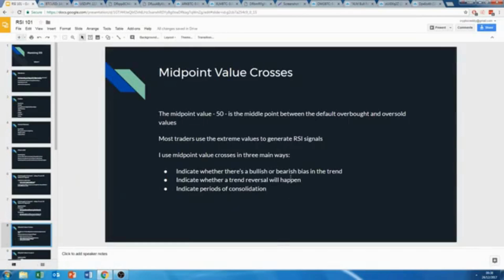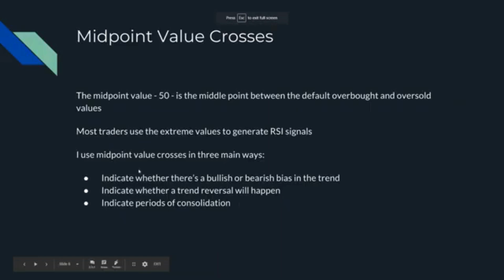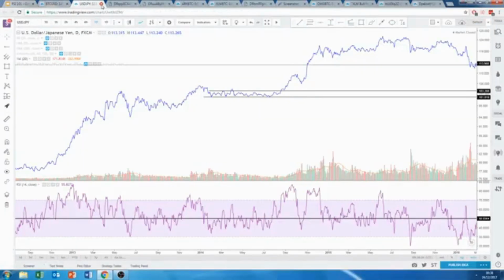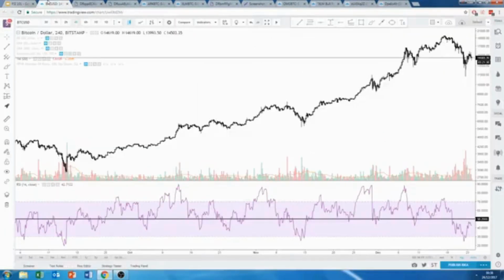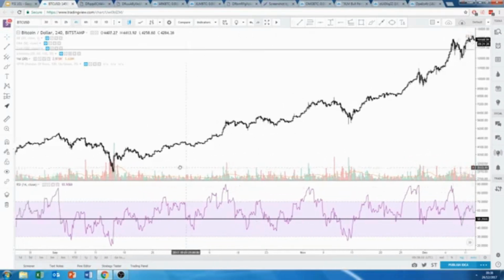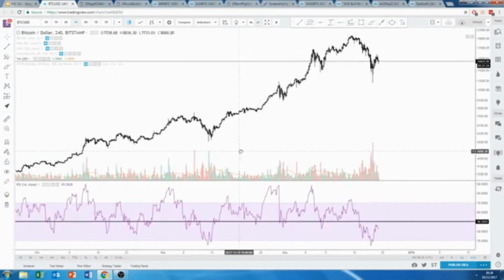Then the other two things, and I'm going to treat them quite similarly: you can use the midpoint value crosses, or just the midpoint value generally, to indicate two additional things, whether there's a bullish or bearish bias and whether a trend reversal will happen. So how do we do that? I'm going to close the yen. We're going to look at Bitcoin here. Okay, so let's treat this in order.